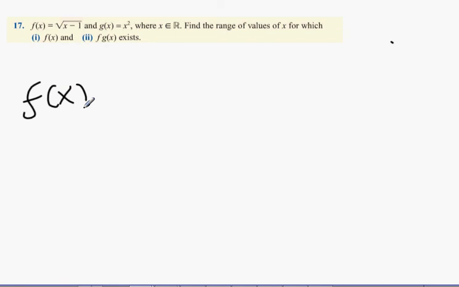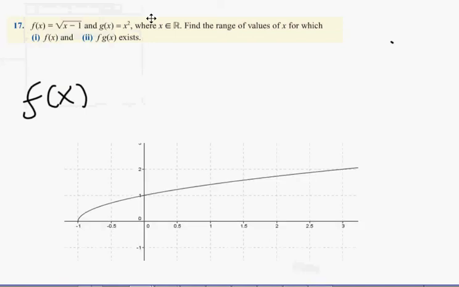I was asked a question about the language here, right? f of x equals the square root of x minus 1, and g of x equals x squared, where x is an element of R. Find the range of values of x for which f of x exists. Let's just concentrate on the first part first. f of x actually exists.